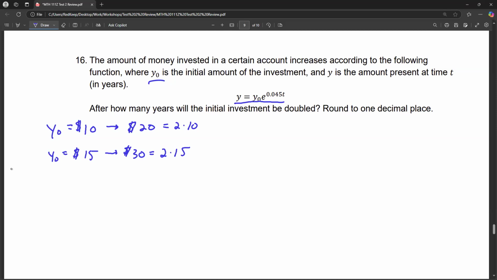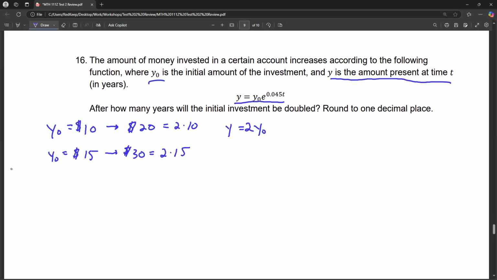If the initial amount is Y naught, Y naught when it's doubled would just be equal to 2 times Y naught, 2 times the initial value. That's when it would be doubled, right? The initial investment doubled is just 2 times Y naught. So this is equal to the amount Y that's present at time t. So we're saying Y is equal to 2 times Y naught. Okay, I hope that made sense.